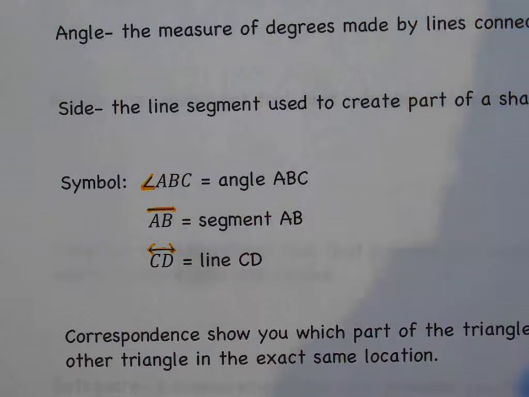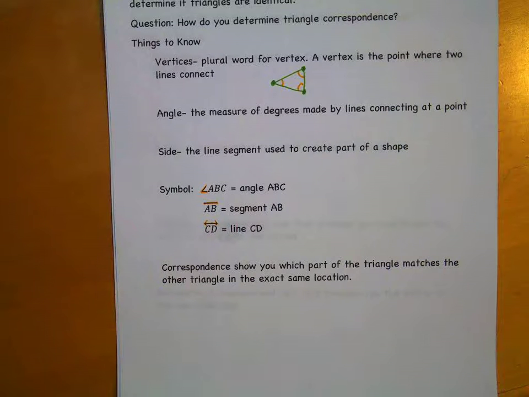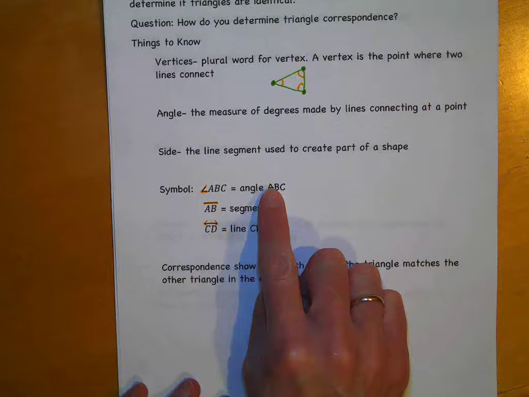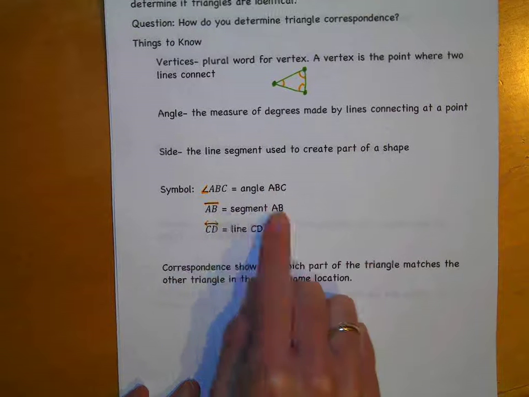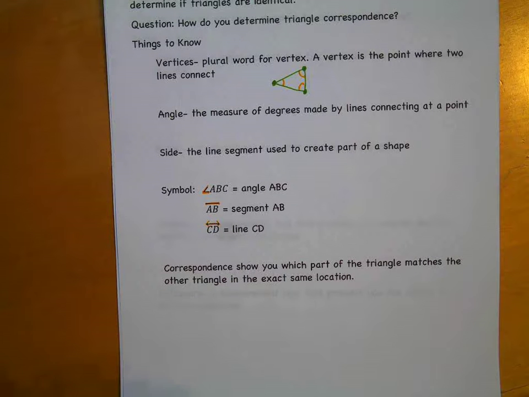And then basically what correspondence does is it shows which part of the triangle matches the other triangle in the exact same location. So correspondence is where you talk about the angles that they share in common, the segments that they share in common, or the lines that they share in common. Correspondence means that you're talking about the exact same part of the triangle, and that's how you know that it corresponds.